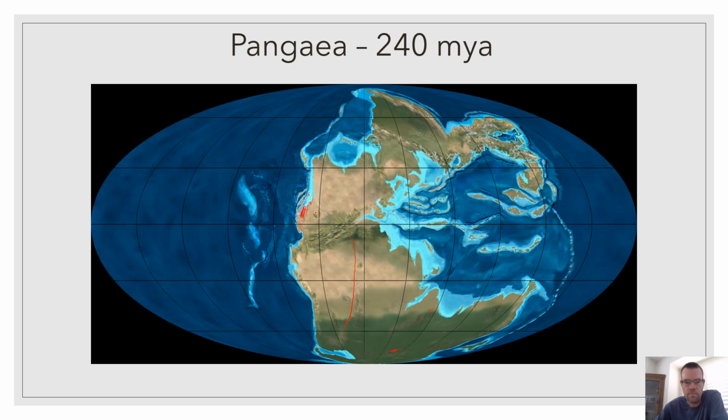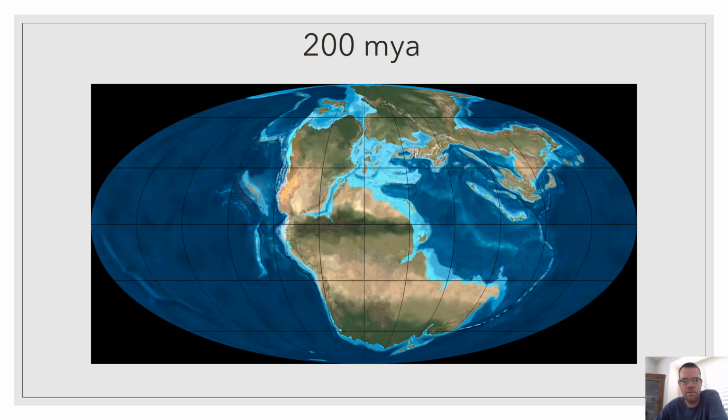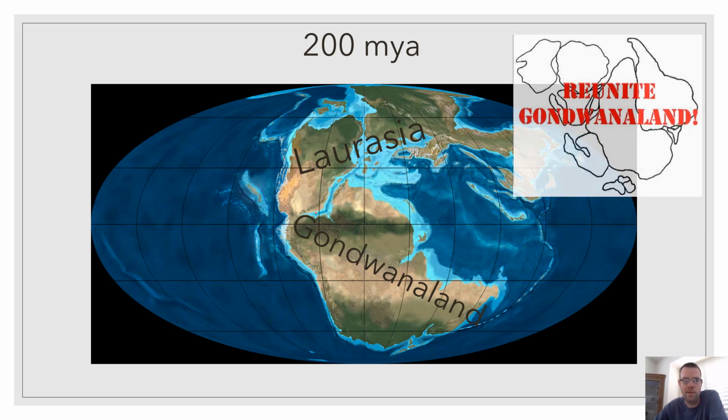If you fast forward a little bit, 200 million years ago, you can start seeing the shapes of the continents as they start to break apart. The upper and lower continents were pretty much separated at this point, with one little connection between them, and those are the names they've given them, Laurasia and Gondwanaland. And of course, there is a movement right now to reunite Gondwanaland.